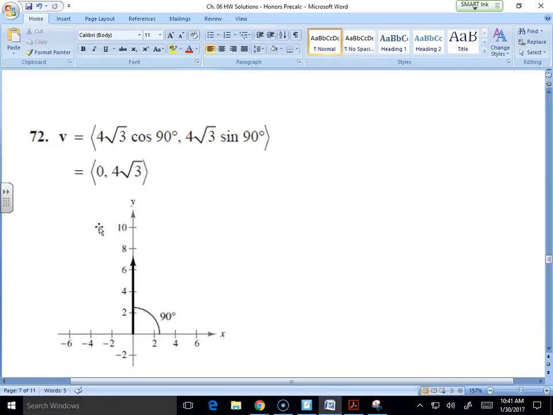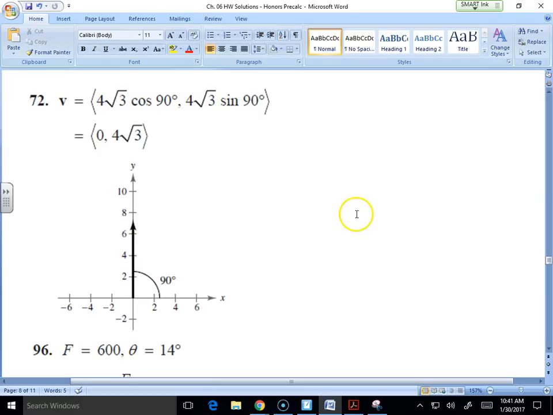Oh, yep. Number 72. You had to plug into the formula, or sketch it. Maybe you could have cheated on this one. Plug into the formula with magnitude cosine angle and magnitude sine angle for the horizontal and for the vertical. Solve: 0, 4√3 in components for this vector. If you guys had graphed it, you probably figured out the point 0, 4√3 as well.